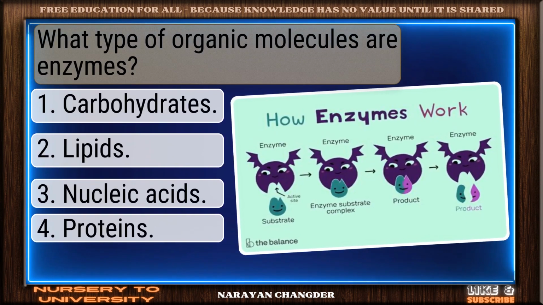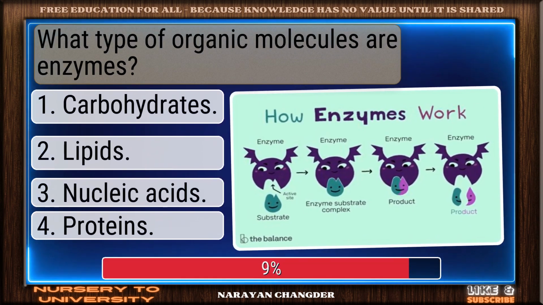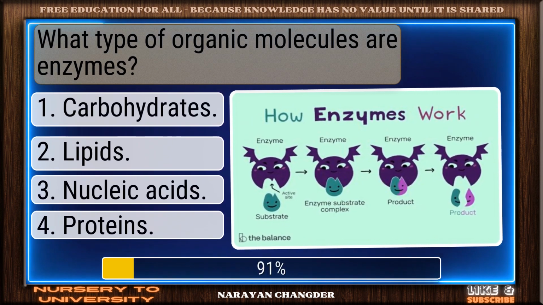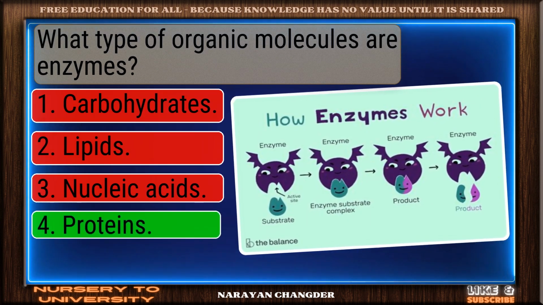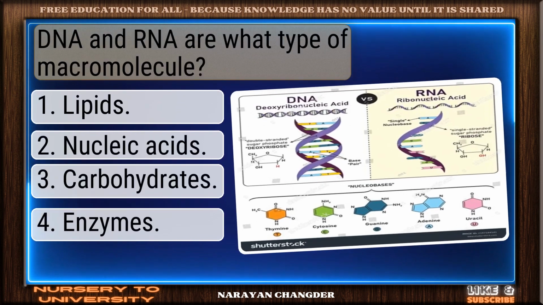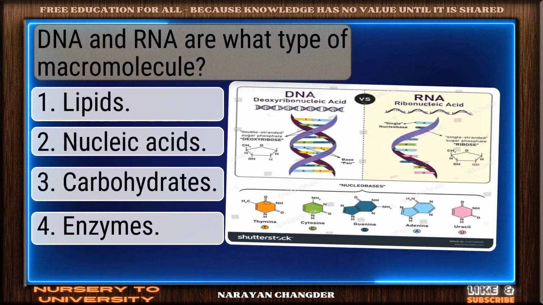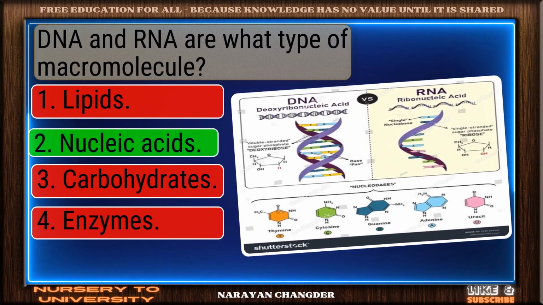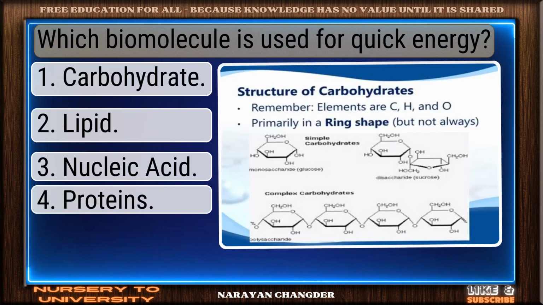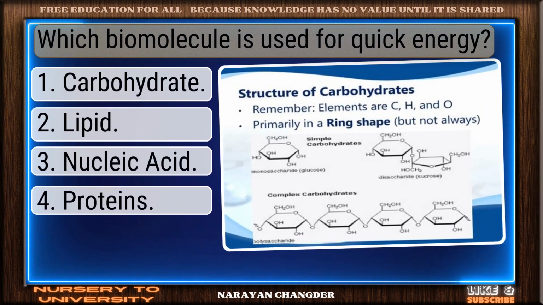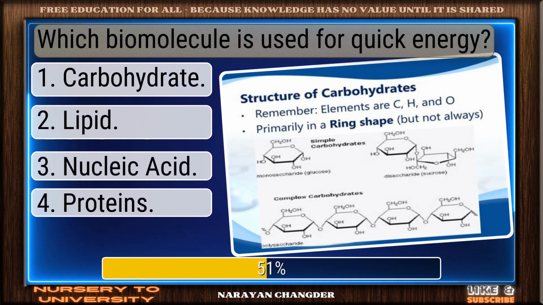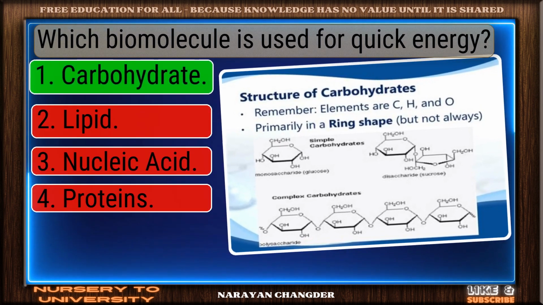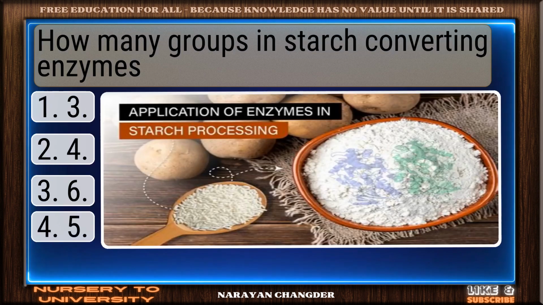What type of organic molecules are enzymes? You're right. Proteins is correct. DNA and RNA are what type of macromolecule? Perfect. Nucleic acids is the one. Which biomolecule is used for quick energy? You got it. Carbohydrate fits.